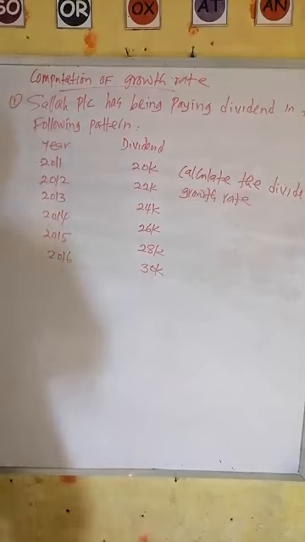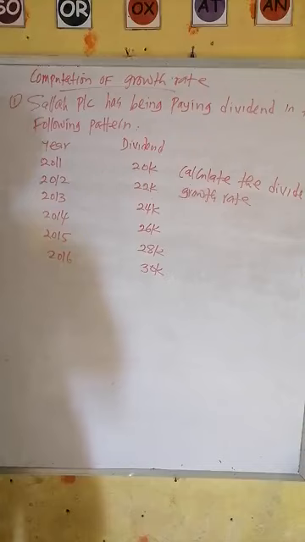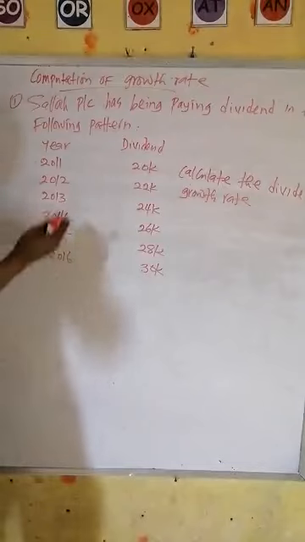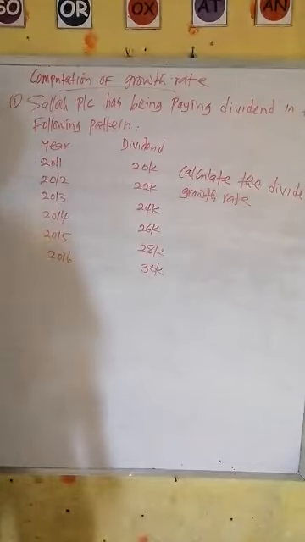Here, we have two methods of computing dividend growth, determining the growth of dividend. The first one is the dividend valuation model, while the second one is the Gordon growth model. If that is the case, the question to ask ourselves is, which of the two formulas are we going to use to compute this growth?